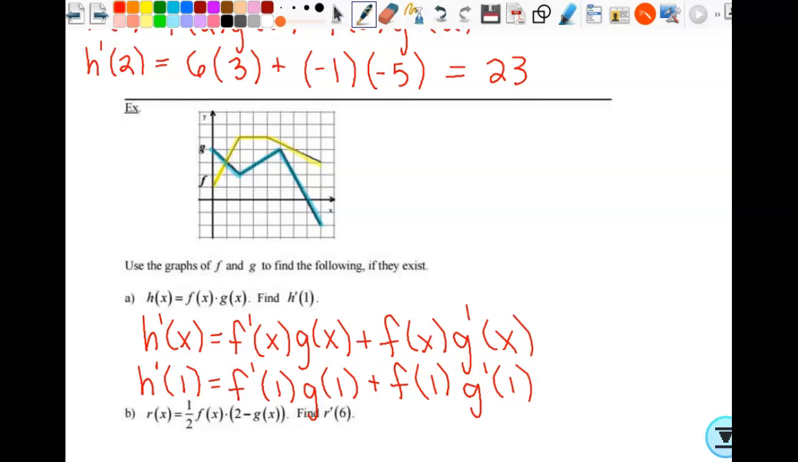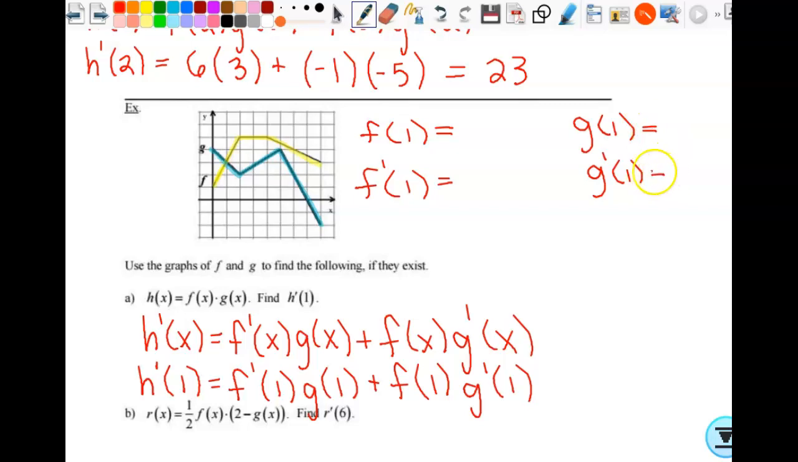So there's 4 values I'm going to need to pull off of this graph. We need f of 1, and we will need f prime of 1. We need g of 1, and g prime of 1. All right, what is f of 1? 3. You're just reading a point off the graph. At x equals 1, the corresponding y coordinate is 3. And because it's an intersection point of f and g, I'm going to go ahead and write down that g of 1 is also 3.